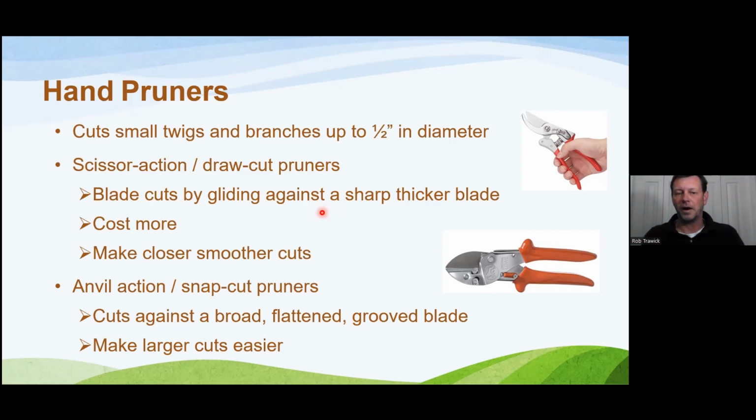The other hand pruners that you'll typically see on the market are anvil or snap cut pruners, where a blade cuts against a broad, flattened, grooved blade. The one thing about these anvil action pruners is that they have a tendency to make large cuts a little bit easier.